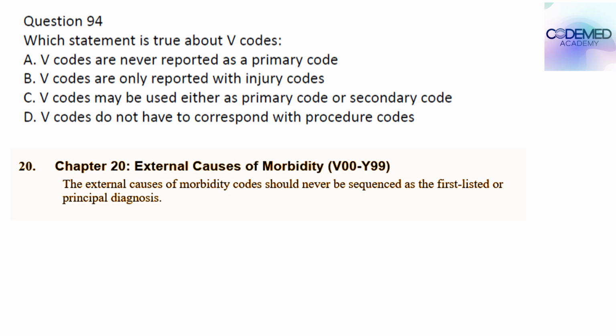Which statement is true about the V codes? V codes are never reported as a primary code. V codes are only reported with injury codes. V codes may be used either as a primary code or a secondary code. V codes do not have to correspond with a procedure code. The external cause of morbidity code should never be sequenced as the first listed or the principal diagnosis. So we have the answer: V codes are never reported as a primary code. That is because they are never listed as the first listed or the principal diagnosis.